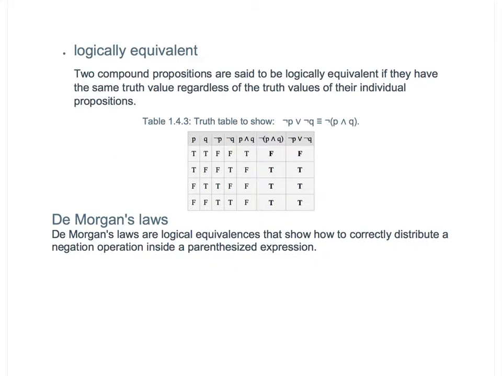Therefore, we can say, based on the definition of logical equivalence, that the two propositions are logically equivalent, which means that not P or not Q is logically equivalent to not (P and Q). This logical equivalence has a name. We call it De Morgan's law. De Morgan's laws are logical equivalences that show how to correctly distribute a negation operation inside a parenthesized expression.